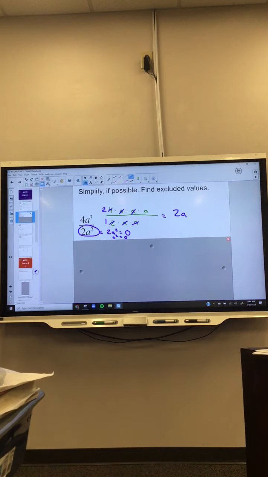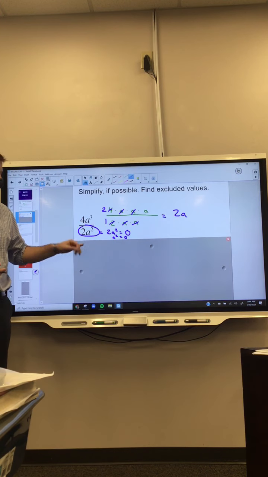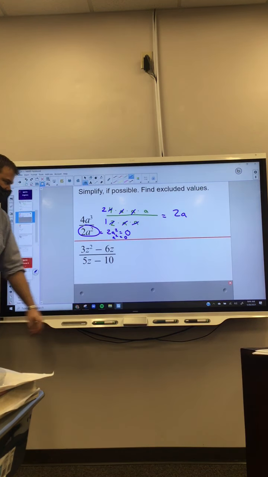I guess, but because we have to simplify this, we could still plug in anything, because they're gonna cancel. Does that make sense? Okay, do the same thing down here. First of all, I'll go ahead and simplify. You guys can do that one on your own. I would suggest factoring first, by the way. For example, the bottom could look something like 5 times z minus 2.